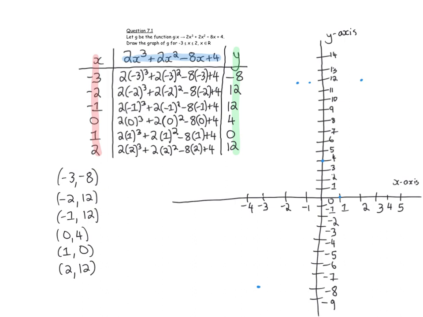Then the final thing you have to do is just join the dots. Now yours will be much neater than the one I'm about to do, but that's because yours is going to be on graph paper, and as well you'll be drawing it with your hand and not on a whiteboard. And that's the end of it there.